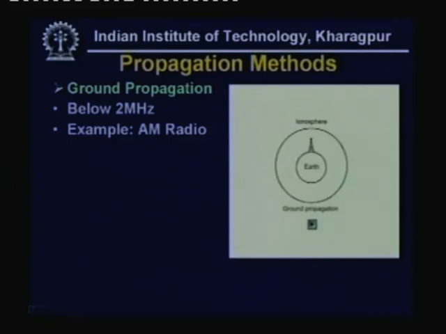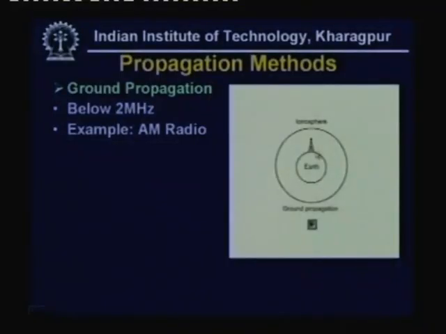Before that, let me explain the overall situation. Suppose this is our earth, then you have got air, then there is an ionosphere. Why is it called ionosphere? Because in that upper layer of the atmosphere the air is in a charged condition, that means ionized condition. There are positive and negative particles, that is why it is called ionosphere. So you have got earth, then I have shown an antenna, and here is the ionosphere.